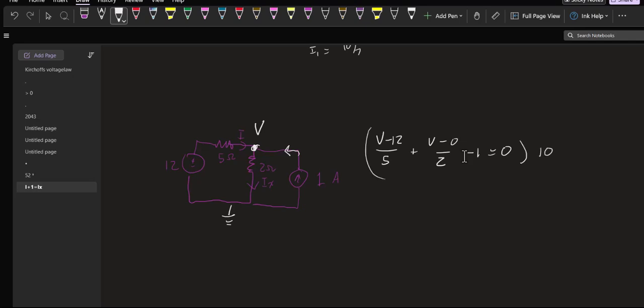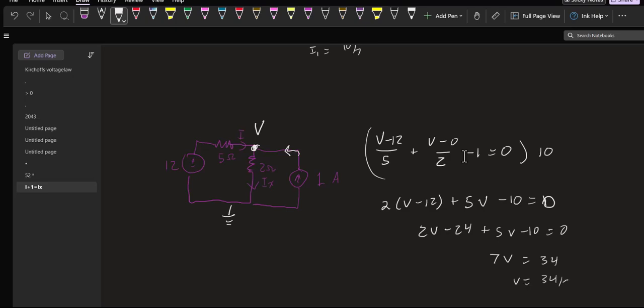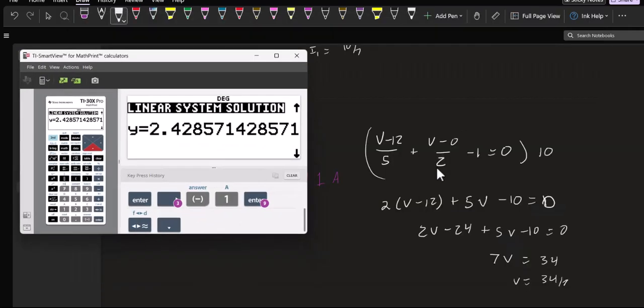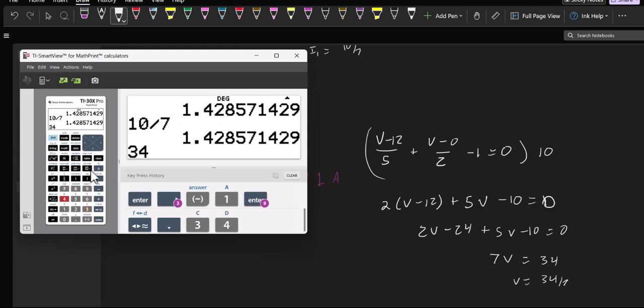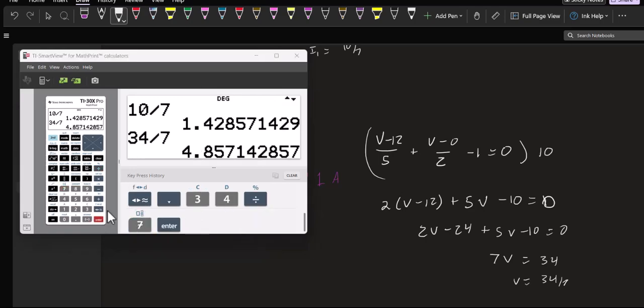So that'll be -1 equals 0. Multiply through by a common denominator of 10, and I get 2V minus 12 plus 5V minus 10 equals 0. 2V minus 24 plus 5V minus 10 equals 0. 7V equals 34. V equals 34 over 7, which is 4.86.